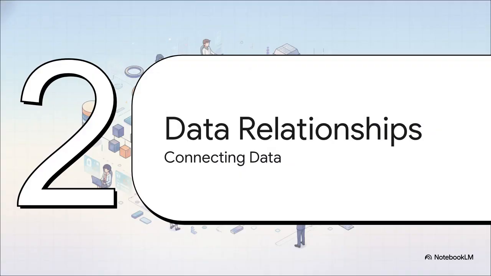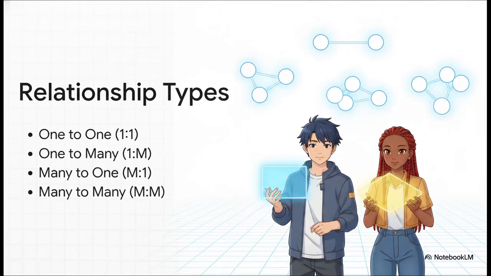That brings us to Section 3, data relationships. Let's start connecting this data together. Relationships are represented as diamond shapes connecting our rectangles, and they come in 4 distinct flavors depending on exactly how the data overlaps. We've got one-to-one, one-to-many, many-to-one, and many-to-many.